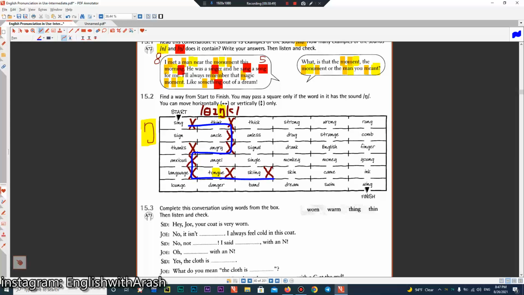So after skiing I can go to single. I have the ng sound that I want. Single. So this is good. After that, nk, I also want nk because it shows the sound. Monkey. So I'll go to that as well. Again nk on the top, so I go to drank. ng on the right, so I go to English.